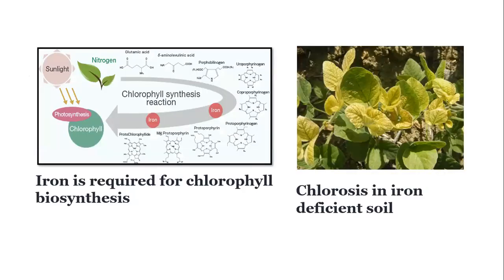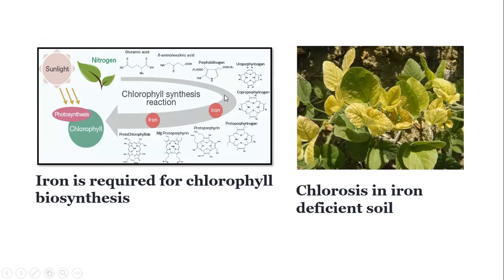Fine. So deficiency of iron causes degeneration of chloroplast and leads to chlorosis, which is yellowing of leaves. You can see here in this picture how leaves have become yellow due to deficiency of iron in soil. Now, iron is required for chlorophyll biosynthesis.